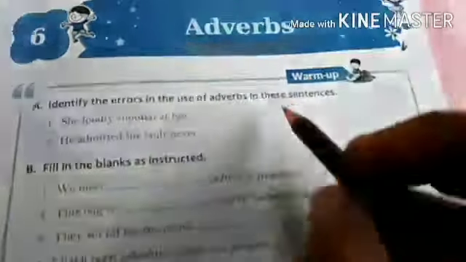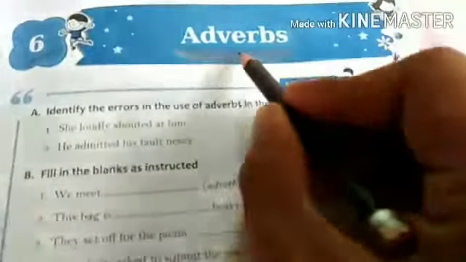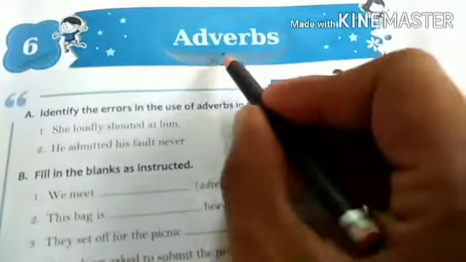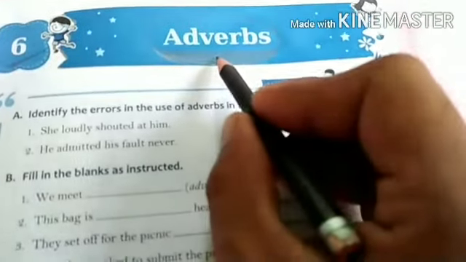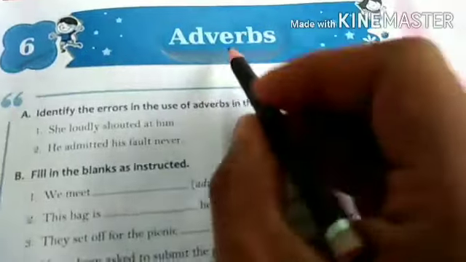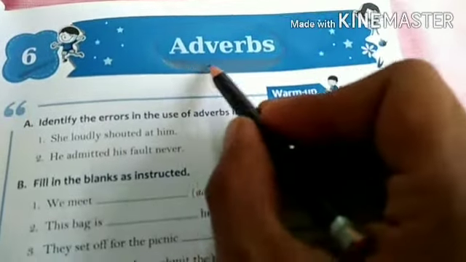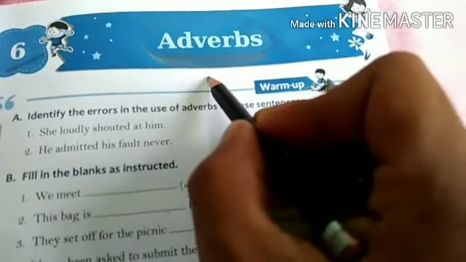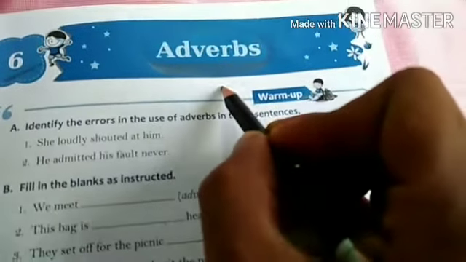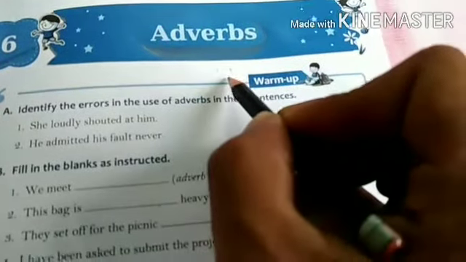So what are adverbs? So adverbs are the words that qualify verbs, adjectives and other adverbs in sentences. So adverbs क्या है? Adverbs ऐसा शब्द है जो sentences में verbs को qualify करता है, verbs को describe करता है, adjectives के बारे में हमें बताता है और दूसरा adverbs के बारे में भी हमें बताते हैं.